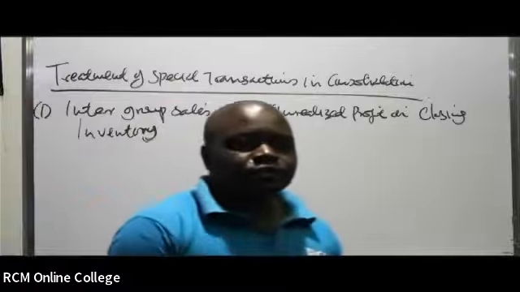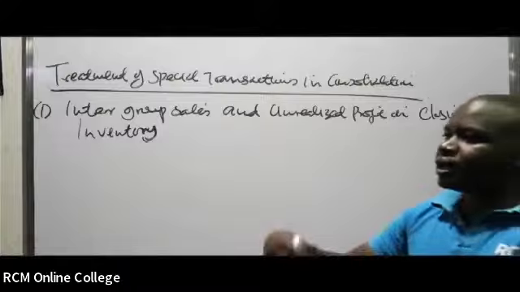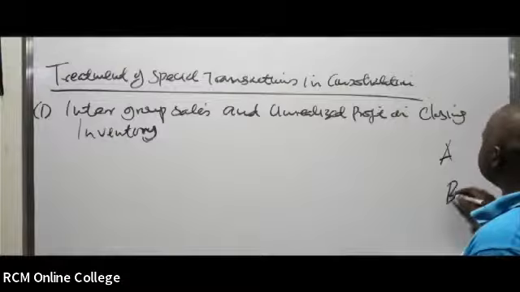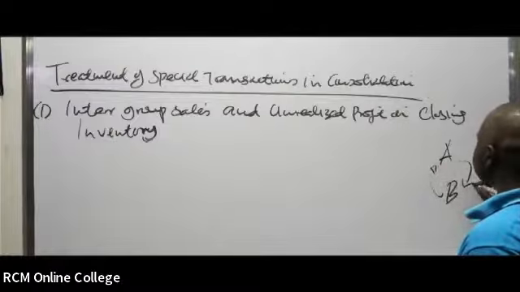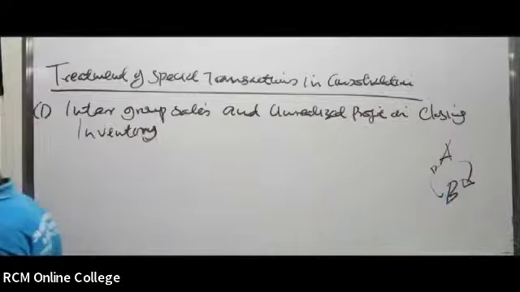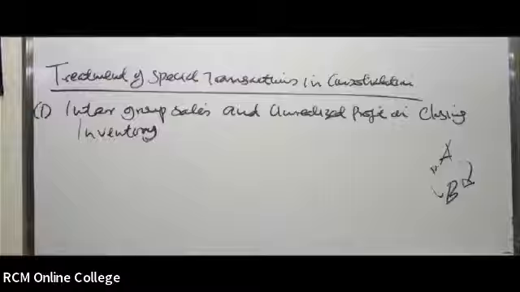What I mean by intergroup sales is, for example, if a member of the group sells goods to another member of the group. Like in this case, if you have a subsidiary that has sold goods to this one, or this one has sold goods to this one, how do you treat that kind of transaction? So you write this: intergroup sales occurs where a member of the group sells goods to another member of the group.